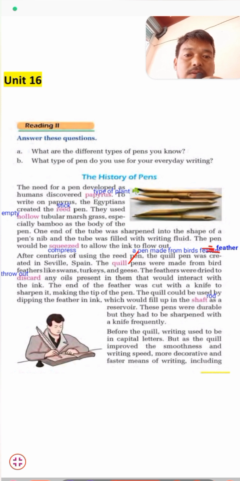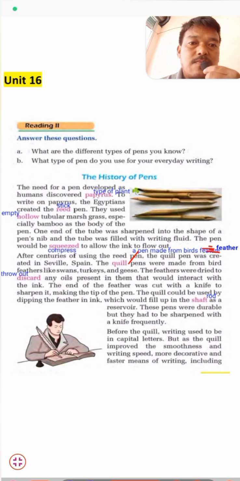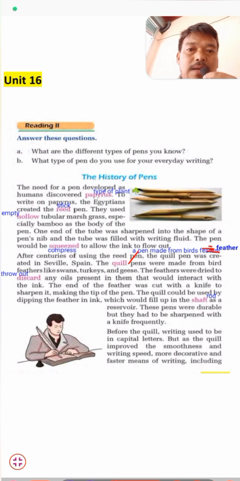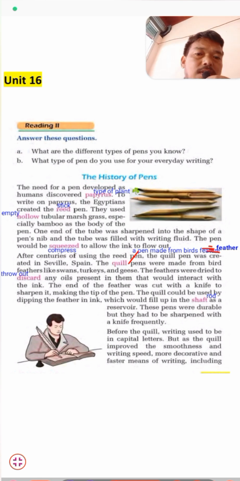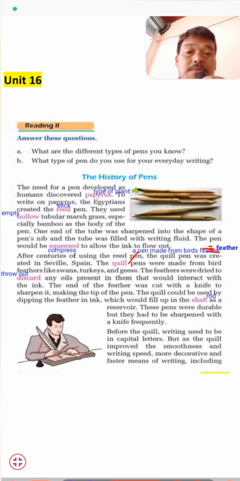One end of the tube was sharpened into the shape of a pen's nib, and the tube was filled with writing fluid. So students, they used to make this bamboo stick like this, and one side of the tip they sharpened, and the other hollow part they kept to fill the ink. The tube was filled with the writing fluid. Fluid means ink. The pen would be squeezed to allow the ink to flow out. If we have to take the ink out, then we can squeeze it. Squeeze means compress.